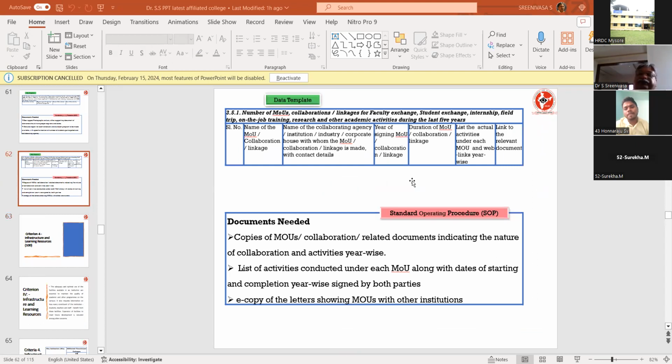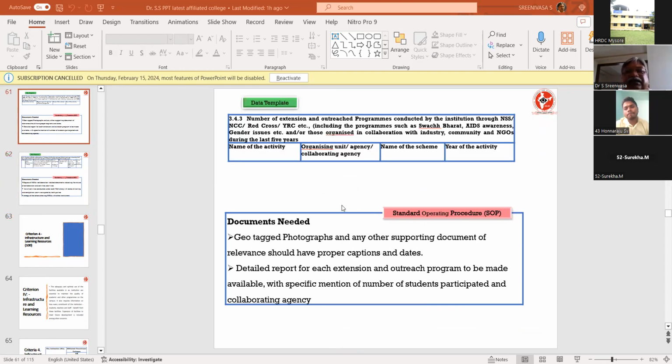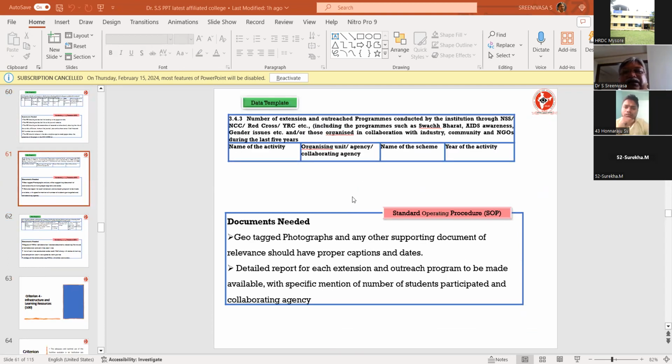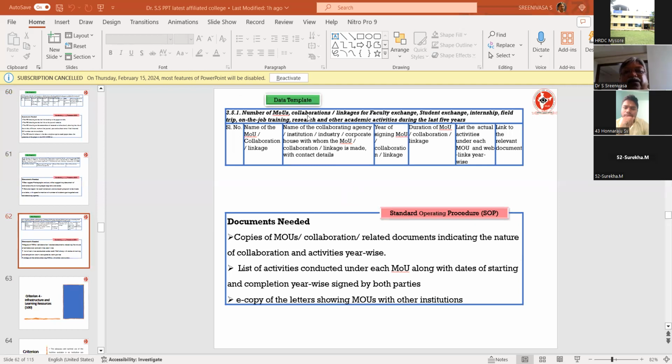Right. Now, one important thing is number of collaborations: number of MOUs, collaboration, linkage, faculty exchange, etc. See, we can have different MOUs with different agencies. Maybe you are having a bank in your area, you can have an MOU with that bank. Those people will come and give lectures to your students on how to open an account and all those things. And if there are any savings schemes, those things can be done. Such type of activity can be taken up.